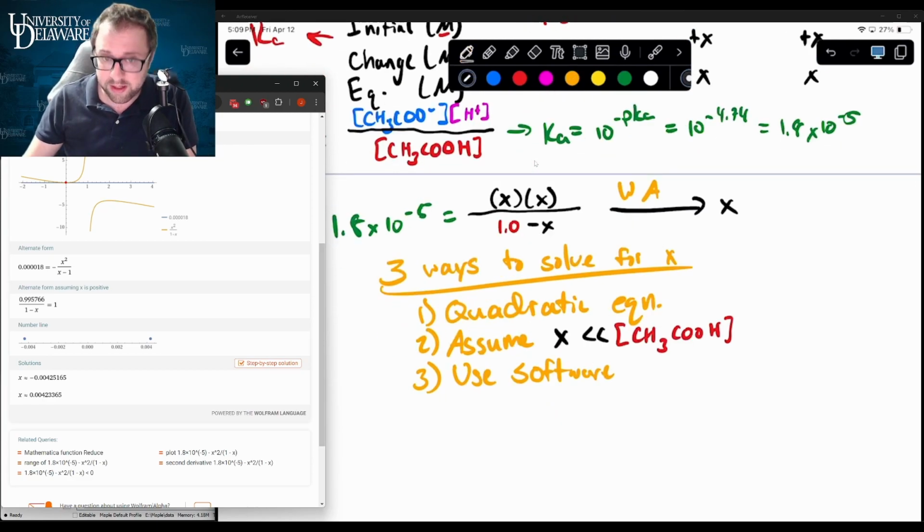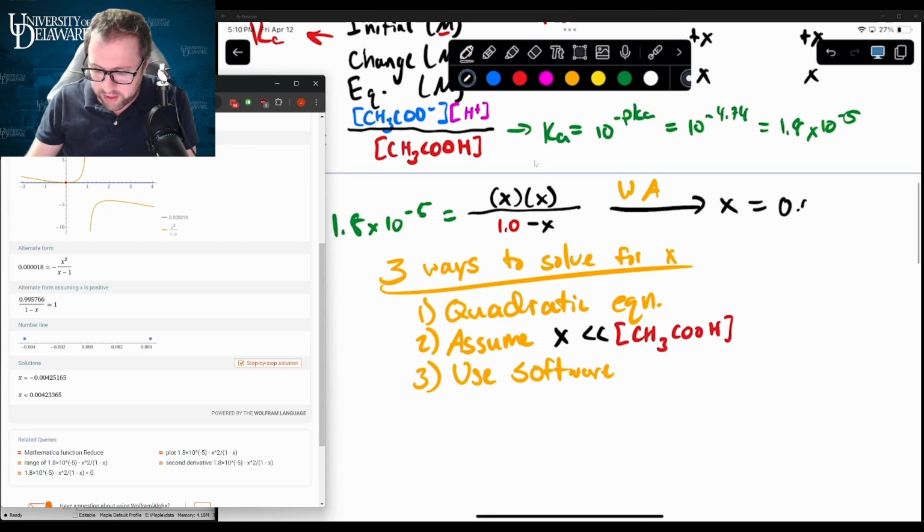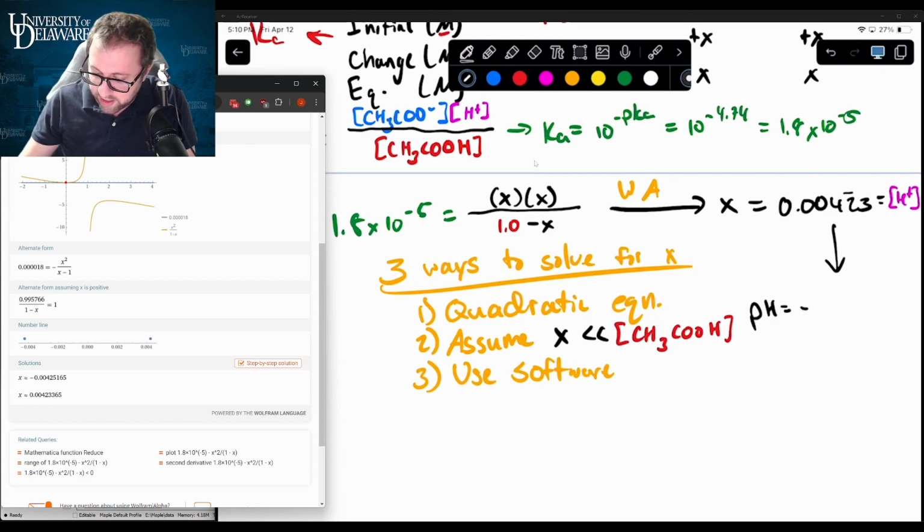Now we can copy that over, and we get x is equal to 0.00423. Here we have 2 sig figs because our Ka only has 2 sig figs, and our 1.0 has 2 sig figs, so we'll just mark that. If we want to know the pH, well, we know that's equal to our H plus concentration. pH is just the negative log of H+. So we can just plug that value in.